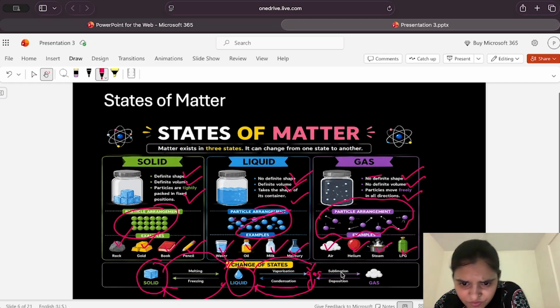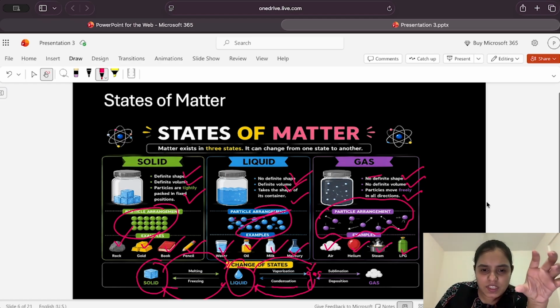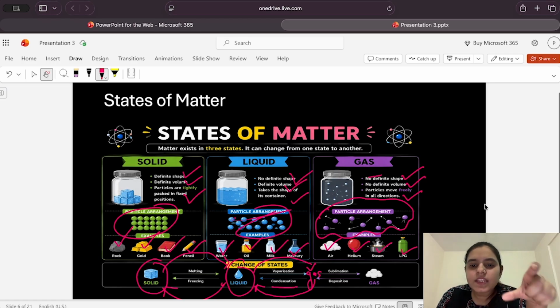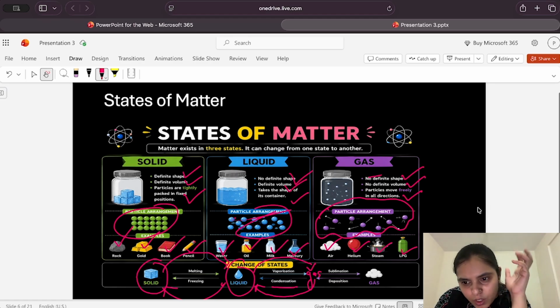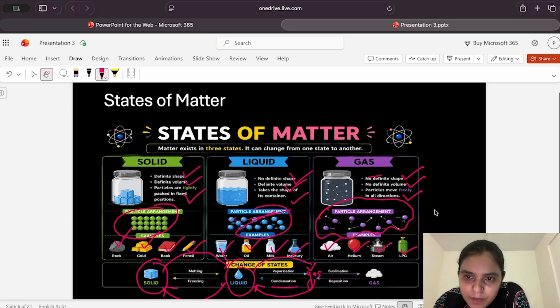What about sublimation and deposition? Do you know about sublimation and deposition? Some substances can even change directly from solid to gas. This process is called sublimation. Have you ever noticed that a naphthalene ball kept in clothes becomes smaller over time? This is because it changes directly from solid into gas without becoming a liquid. This process is called sublimation.